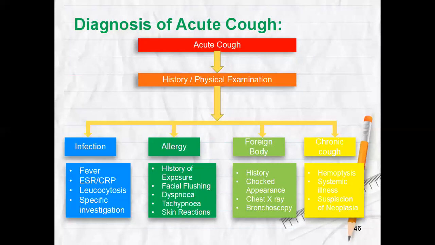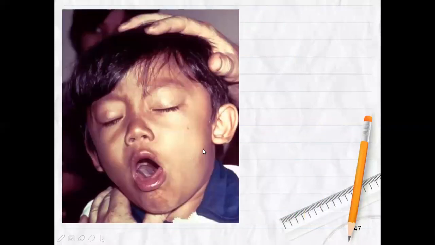Now the next thing would be chronic cough. Here are a few pointers which point towards chronic cough, which include hemoptysis, systemic illness, and suspicions of neoplasia. However, any cause of chronic cough at its onset might begin as an acute cough, so we might not know. That is, if we have ruled out infection, allergy, and foreign body, we need to check whether there are any other chronic causes, so that needs follow-up. So these are the examples.